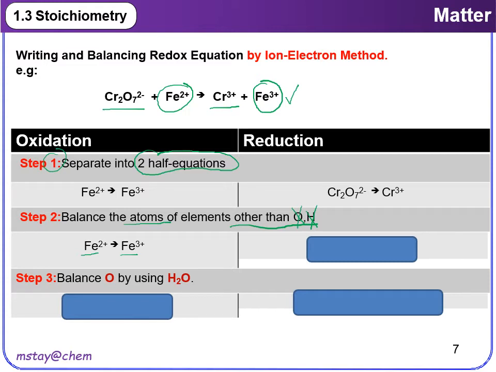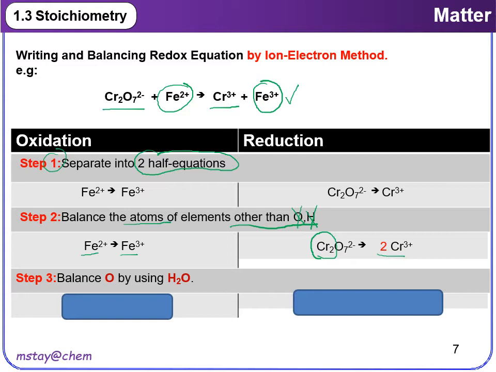Next, the second half equation, Cr2O7 2-. We have to balance Cr first. Here there are 2 Cr, so I put 2 in front of Cr3+. So just balance chromium; no need to balance oxygen and hydrogen in step number 2. Then next we go to step number 3.